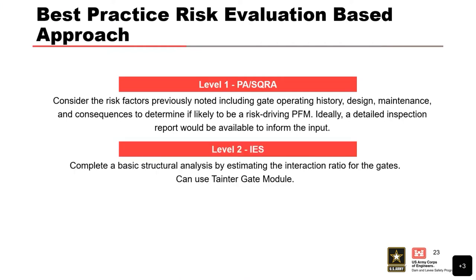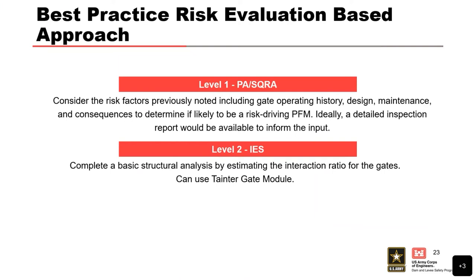If there are concerns or the risk is looking high, then you move to a level two IES, which, if I get the Corps terminology wrong, I think is issue evaluation study, you can let me know if I get some of the Corps' acronyms wrong. But this would be completing a basic structural analysis by estimating the interaction ratio for the gates. And oftentimes you're looking at those strut arms as the critical member. And you can use the Tainter gate module, which I'll talk about here briefly.